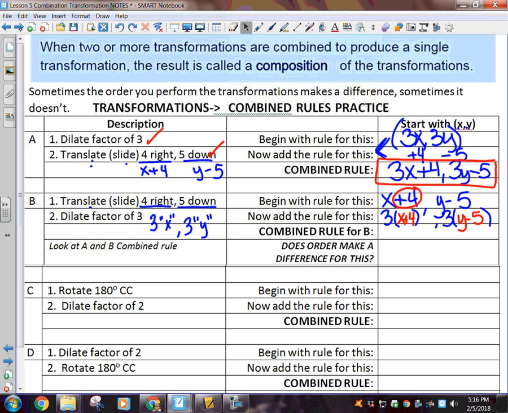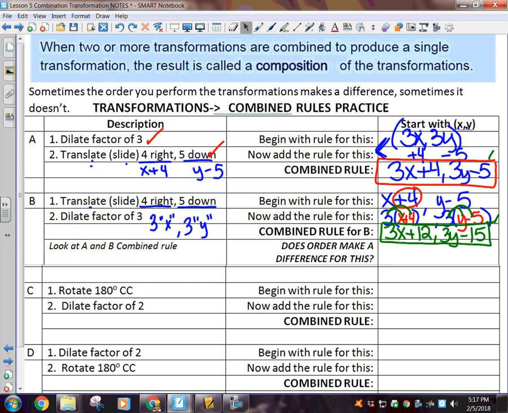In this particular case, because of the order in which we did the transformation, I'm going to end up multiplying 3 times x and 3 times 4. That's going to give me 3x plus 12. This is going to give me 3y minus 15. This rule and that rule, we did the same things, but we did them in opposite order.